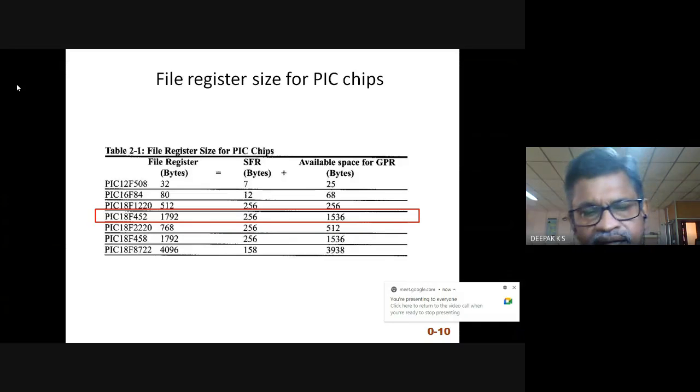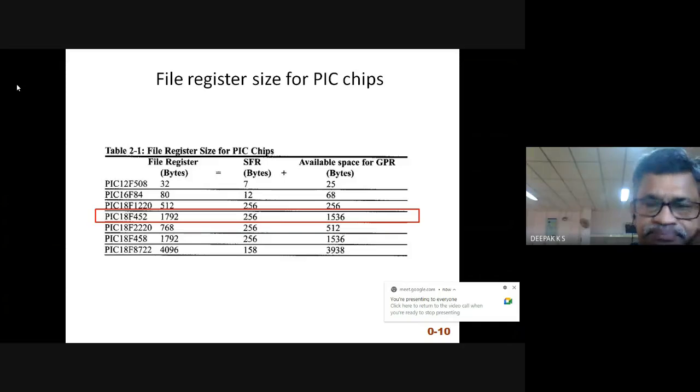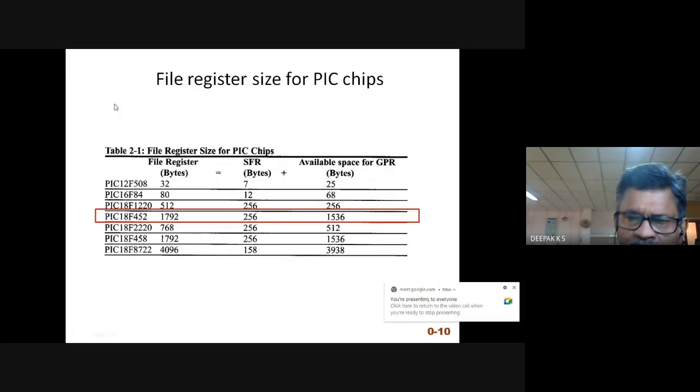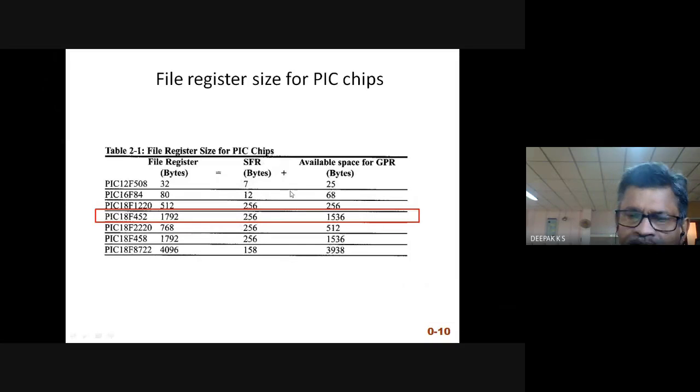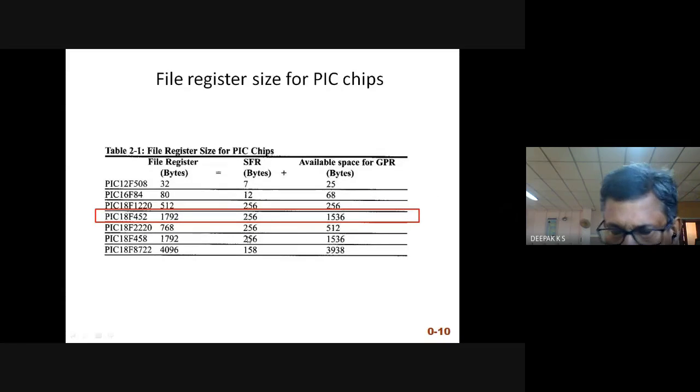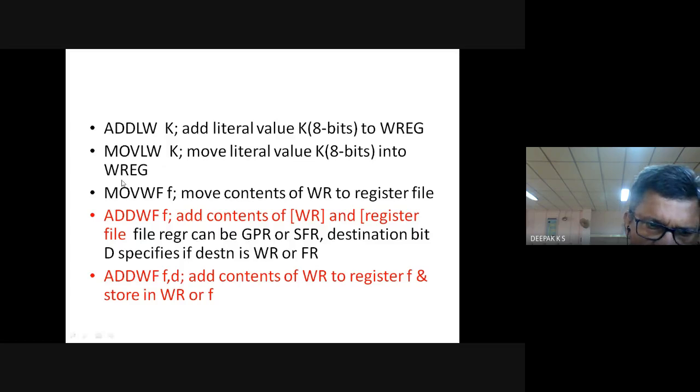Last class we were continuing with some basic instructions of the PIC. The instructions are stored in the ROM, and we have SFR and GPR in the RAM. Most of the memory would be in GPR, and SFR is for special functions, and they are directly connected with the peripherals. So that is what we had seen, and we had seen three instructions.